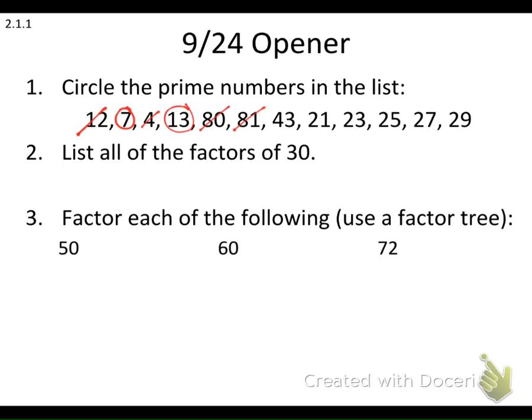Okay, what about 43? What all can you, guess what? Prime. It is a prime number. The only things I can multiply together to get 43 is 1 and the number 43 itself. So it only has 2 factors.